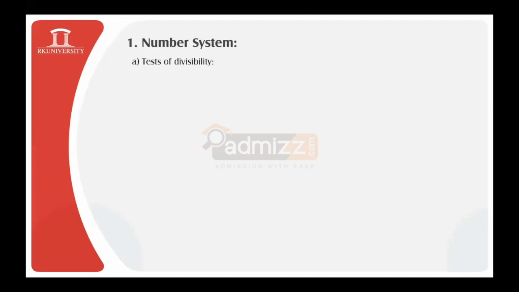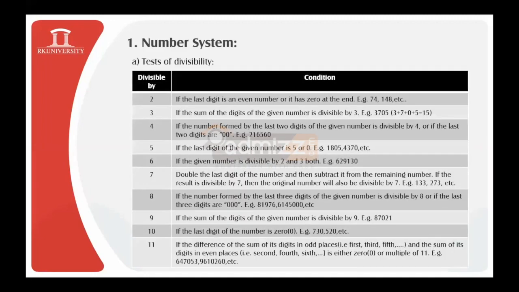Now in number system, test of divisibility. First of all, you know very well some numbers are the even numbers, some are odd numbers, some are divisible by 2, some are divisible by 4. What is the divisible by 3? Divisible by 7. What is the key for this? So you should have idea about this first of all. So I will give you all the idea.